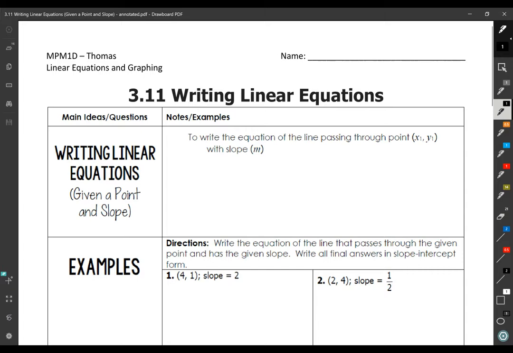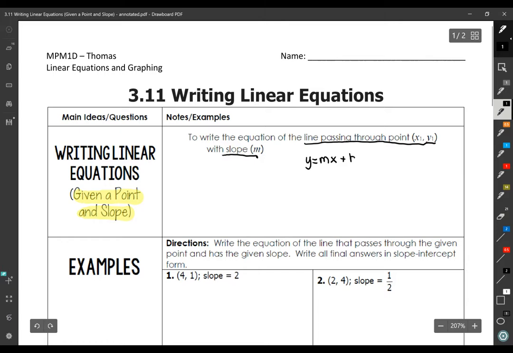So this week, we're going to be learning how to find the equation of a line when we are given a point and a slope, okay? So we're given the slope of a line, and we're also told that the line passes through a particular point, okay? So again, normally our equation is y equals mx plus b, right? Where b is our y-intercept and m is our slope, of course, right?